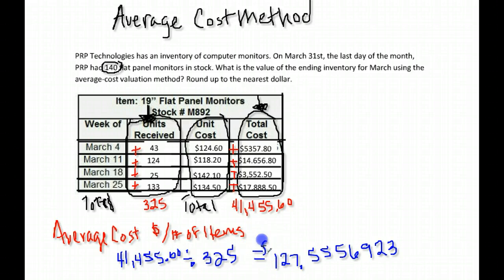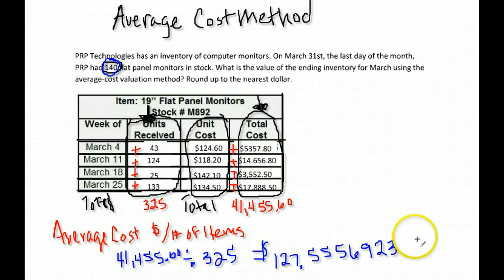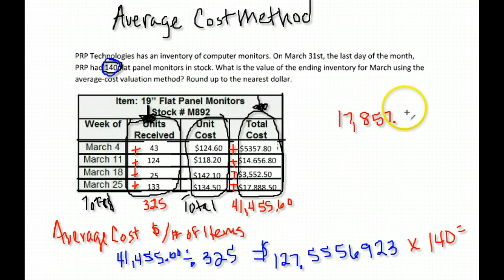This is the average cost of an item. The average cost of these items is $127.56 about. Okay, but they want to know what's the value of our inventory. And right now we have 140 of those in our inventory, it said. So now we are going to take that and multiply by 140. That will give us our inventory. Again, just leave that number in your calculator and go times 140. And when I do, I get 17,857.796. And it goes on from there.